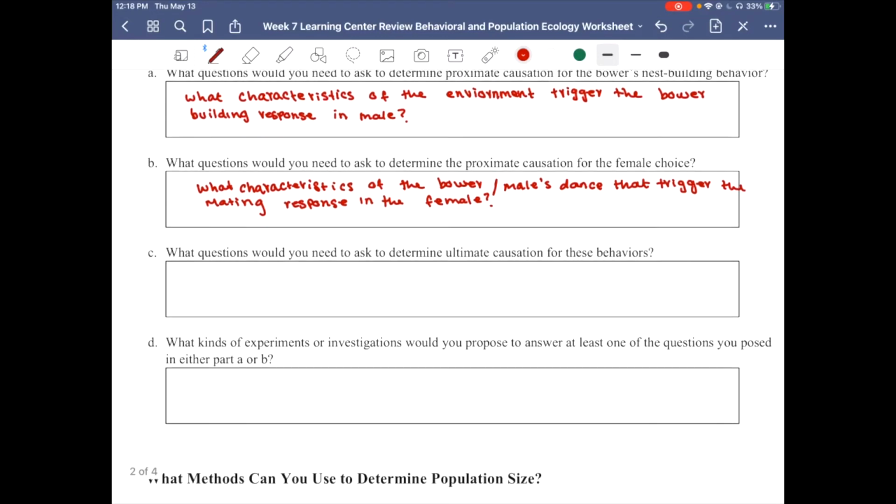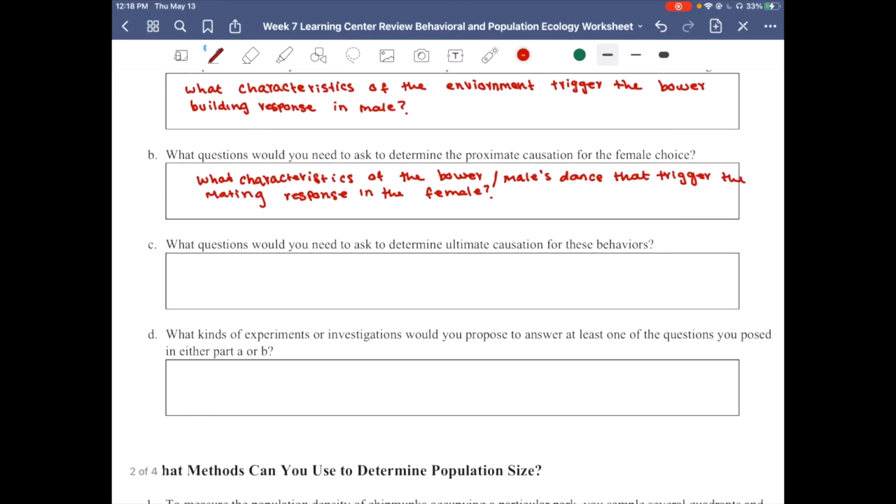Okay, and then for ultimate causations, we could ask, why did this elaborate mating ritual evolve in the first place? What evolutionary history led to the behavior?